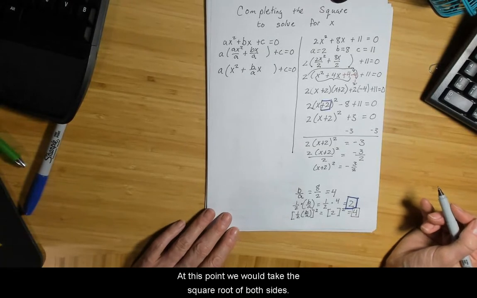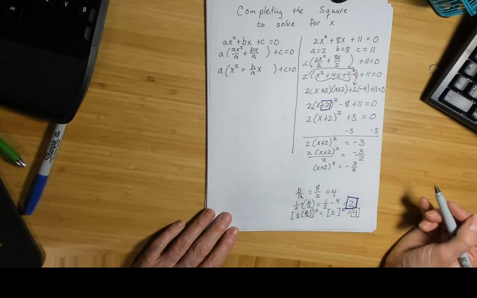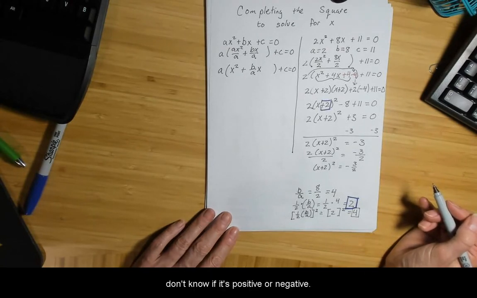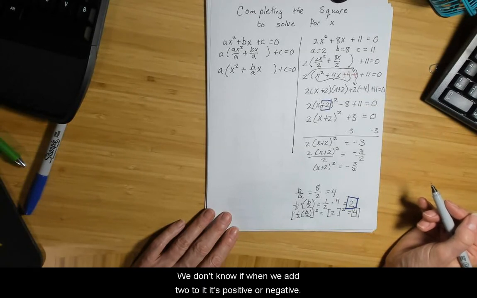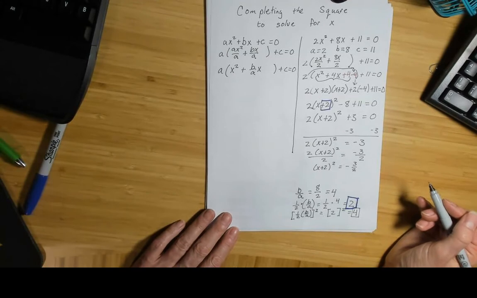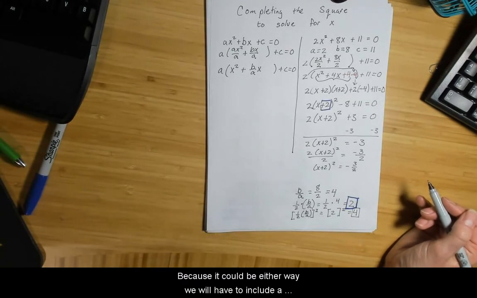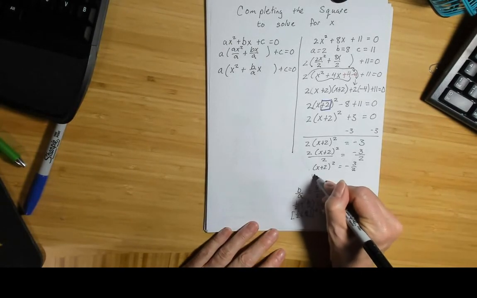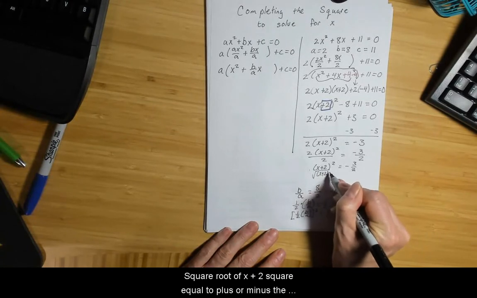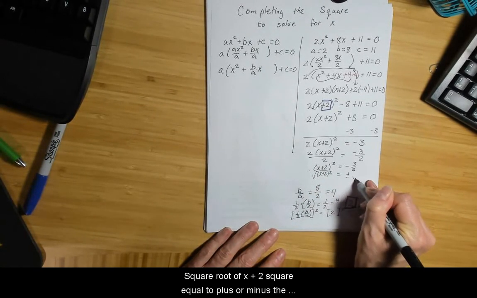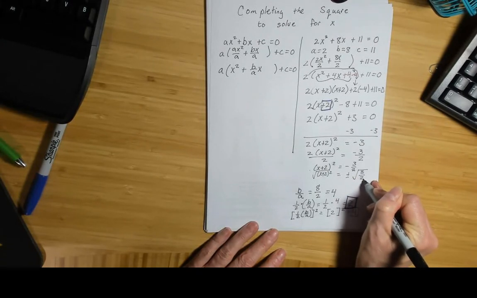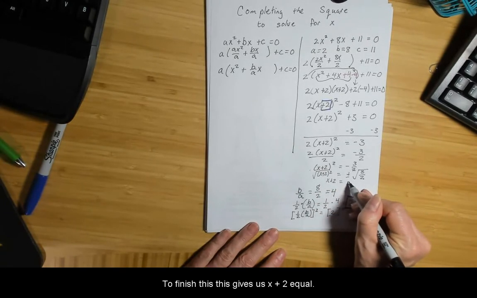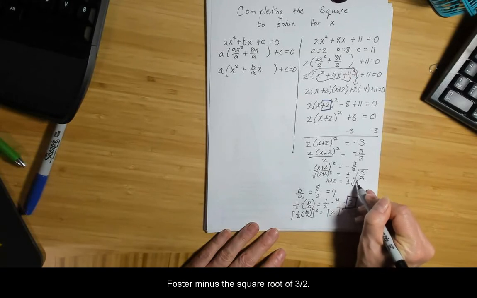At this point, we would take the square root of both sides. Unfortunately, we don't know anything about x. We don't know if it's positive or negative. We don't know if when we add 2 to it, it's positive or negative. Because it could be either way, we will have to include a plus or minus on the other side. So this becomes the square root of x plus 2 squared equal to plus or minus the square root of 3/2. To finish this, this gives us x plus 2 equals plus or minus the square root of 3/2.